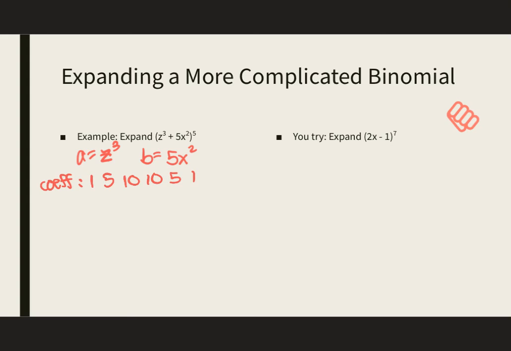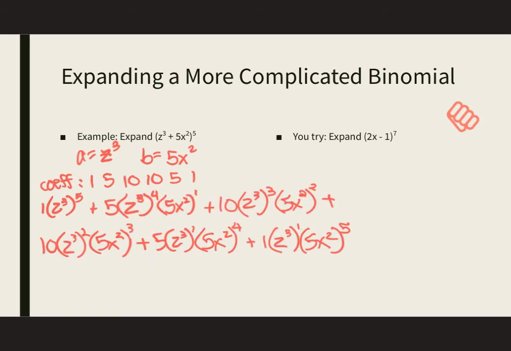And what that would look like is first finding out what that coefficient of the first term is. And notice that the first term is z cubed raised to the 5th power, which is z to the 15th. And that first coefficient is 1. Then let's think about the last term. We have 5x squared raised to the 5th power, and that coefficient is 1. And then we could fill in all the coefficients in the middle. And we're using 5 choose 0, 1, 2, 3, 4, 5 to write out these terms.